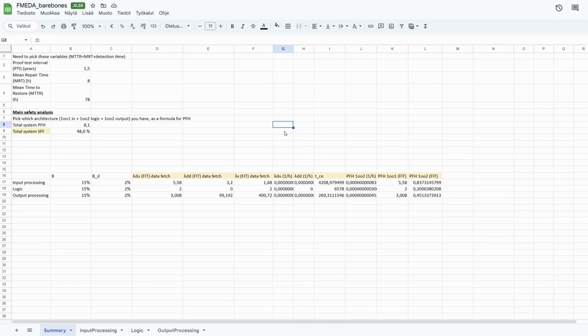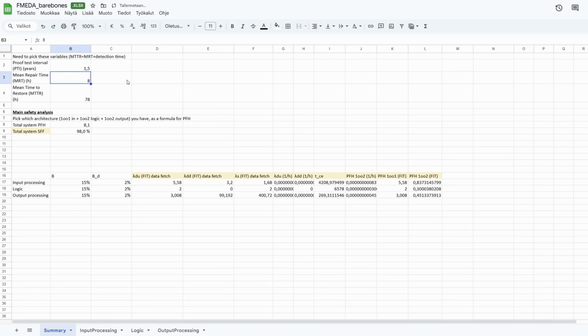Now, you might be wondering, what are all of these numbers here? The formulas, in order to work, you have to give them parameters. And now the parameters are the proof test interval, which you can play with. You can give it shorter times, you can give it longer times. That shows you how they are affected, for example.